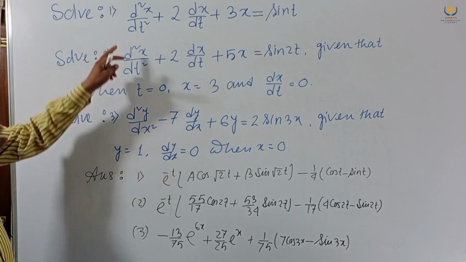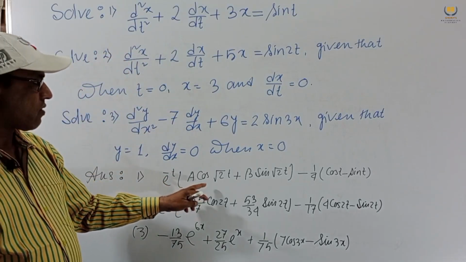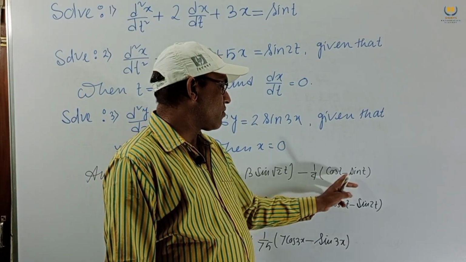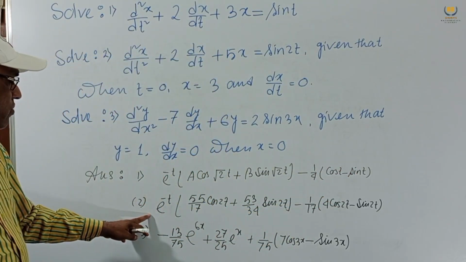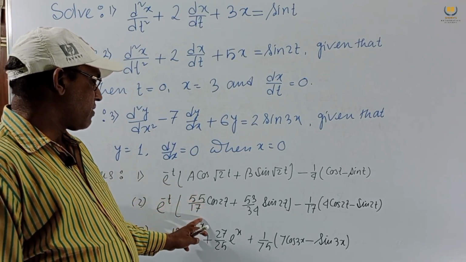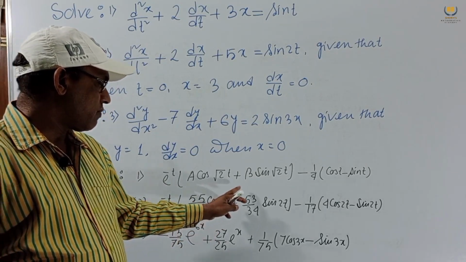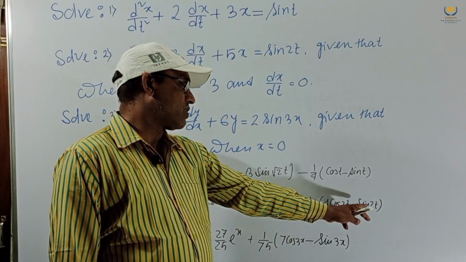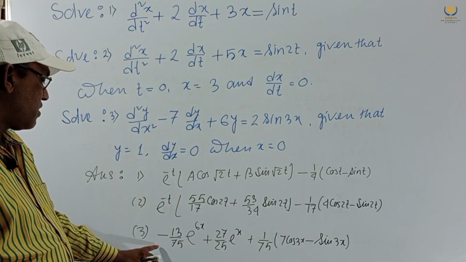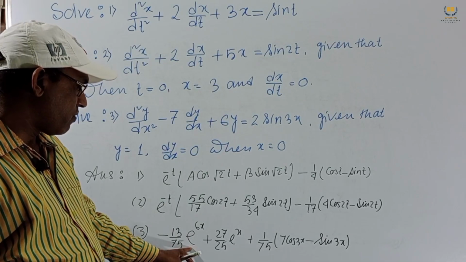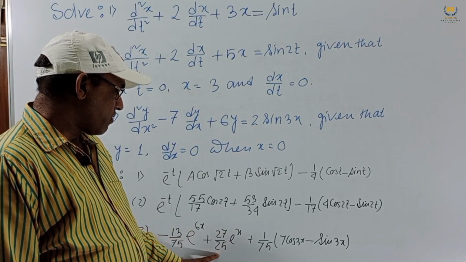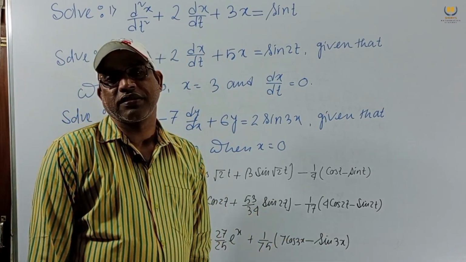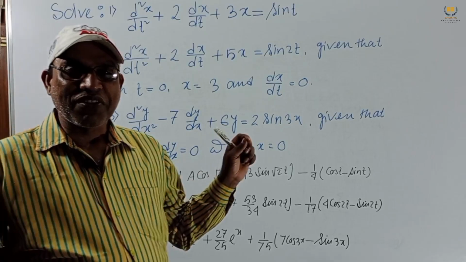And the answers: number 1 answer is e to the power minus t (a cos root 2 t plus b sin root 2 t) minus 1 by 4 (cos t minus sin t). Number 2, e to the power minus t (55 by 17 cos 2t plus 53 by 34 sin 2t) minus 1 by 17 (4 cos 2t minus sin 2t). And the last one, minus 13 by 75 e to the power 6x plus 27 by 25 e to the power x plus 1 by 75 (7 cos 2x minus sin 2x). These are the homework problems, you have to try yourself.